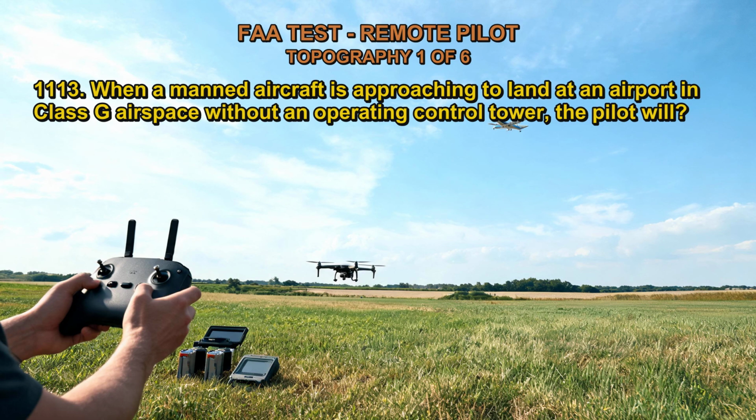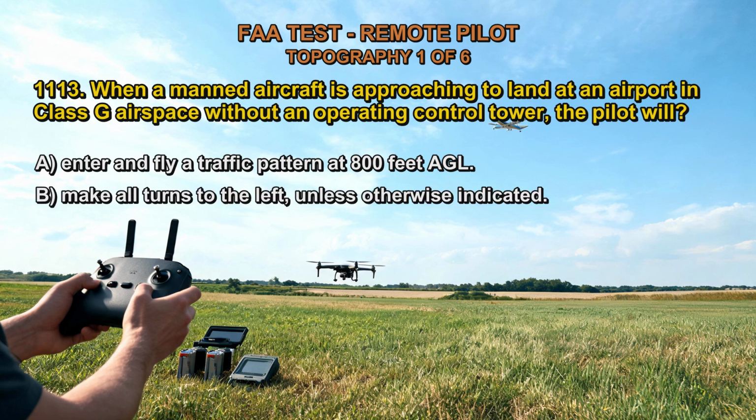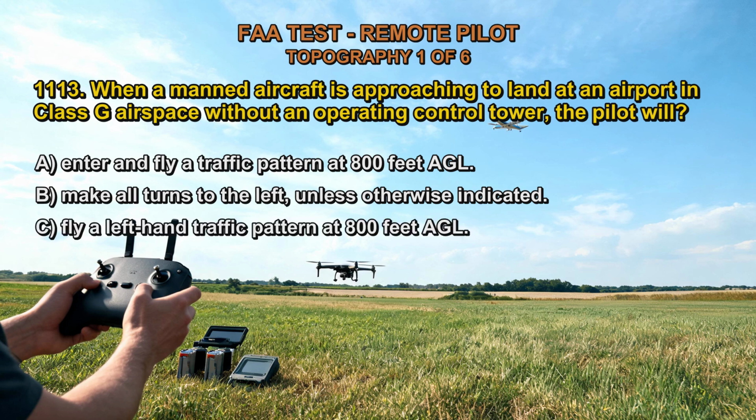1113. When a manned aircraft is approaching to land at an airport in Class G airspace without an operating control tower, the pilot will A. Enter and fly a traffic pattern at 800 feet AGL. B. Make all turns to the left, unless otherwise indicated. C. Fly a left-hand traffic pattern at 800 feet AGL.